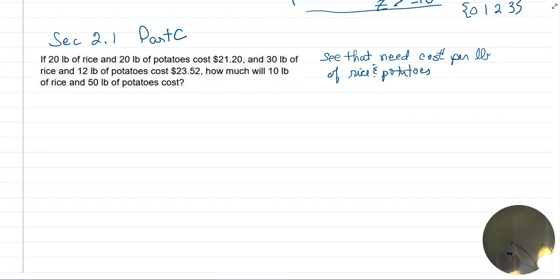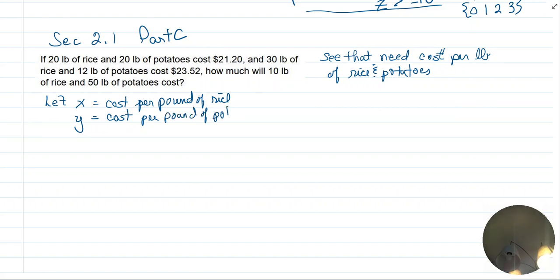So I'm going to let X equal the cost per pound of rice. And we're going to let Y equal the cost per pound of potatoes, because that's what we need. So we'll know how much we're going to spend on 10 pounds of rice and 50 pounds of potatoes. So now we're going to construct what was given.